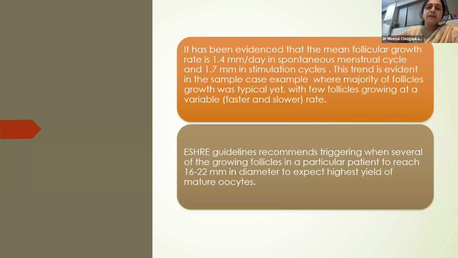It has been evidenced that the mean follicular growth rate is 1.4 millimeters per day in a spontaneous menstrual cycle and 1.7 millimeters in stimulation cycles. This trend is evident in the same case examples where the majority of follicles grow at a typical rate, yet a few follicles grow at a variable, faster or slower rate. Guidelines recommend triggering when several of the growing follicles in a particular patient reach 16 to 22 millimeters in diameter, to expect the highest yield of mature oocytes. Next.